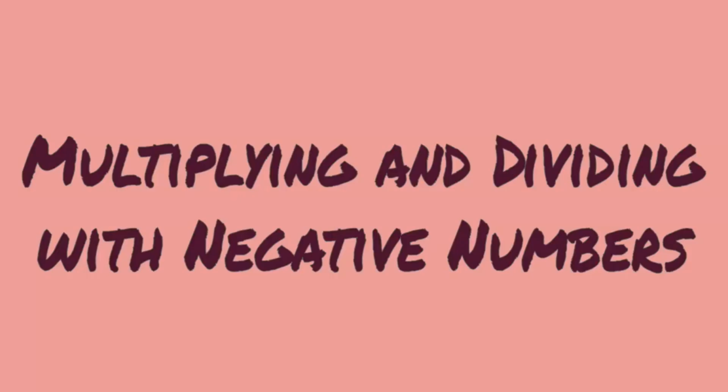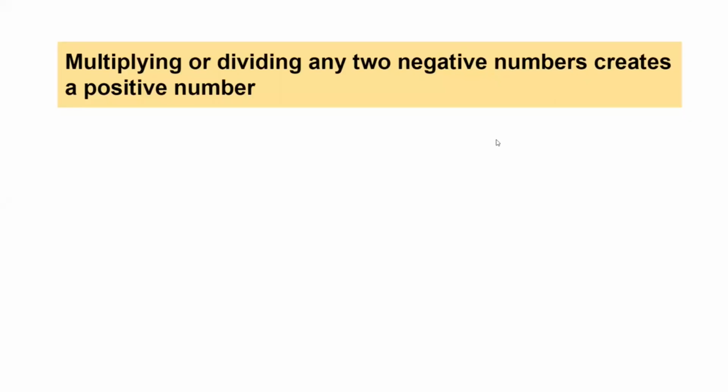In this video, we're going to review multiplying and dividing with negative numbers. Just like adding and subtracting negative numbers, any negative number in an expression that you're trying to evaluate can make the problem quite a bit trickier. So the first rule we want to talk about is that multiplying or dividing any two negative numbers creates a positive number.